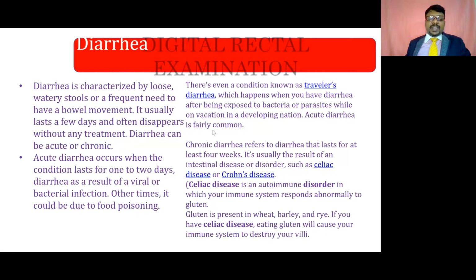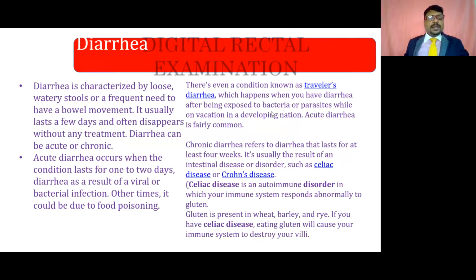Acute diarrhea is fairly common. Normally, in developed countries, if they travel from one place to another, or go on vacation, they may get traveler's diarrhea. And also some cases of celiac disease, such as if anybody is allergic to glutinous food material, may get diarrhea. So this is also one of the causative factors for diarrhea.